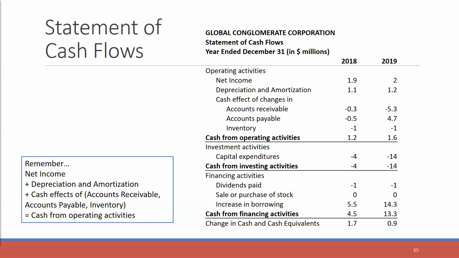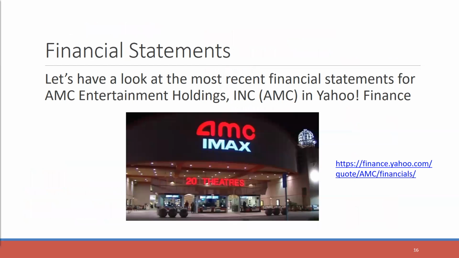If we sum our cash from operations and our cash from investing activities, and as the firm, our investing activities, remember, are going to be building a brand new plant or acquiring a firm, a big capital expenditure. And then lastly, when we add in our cash from financing activities, we can get the change in cash and cash equivalents. So in 2018, our change in cash and cash equivalents was $1.7 million. And in 2019, our change in cash and cash equivalents was $0.9 million.